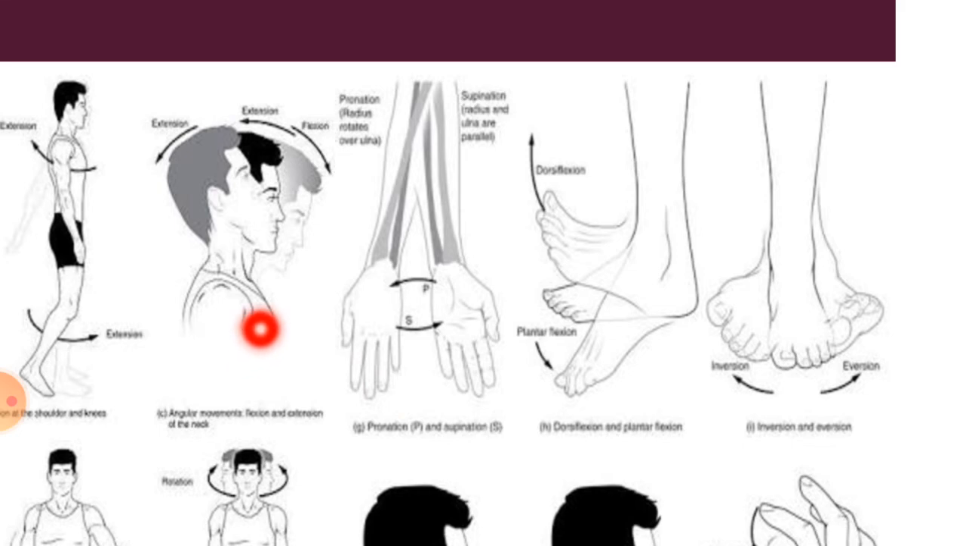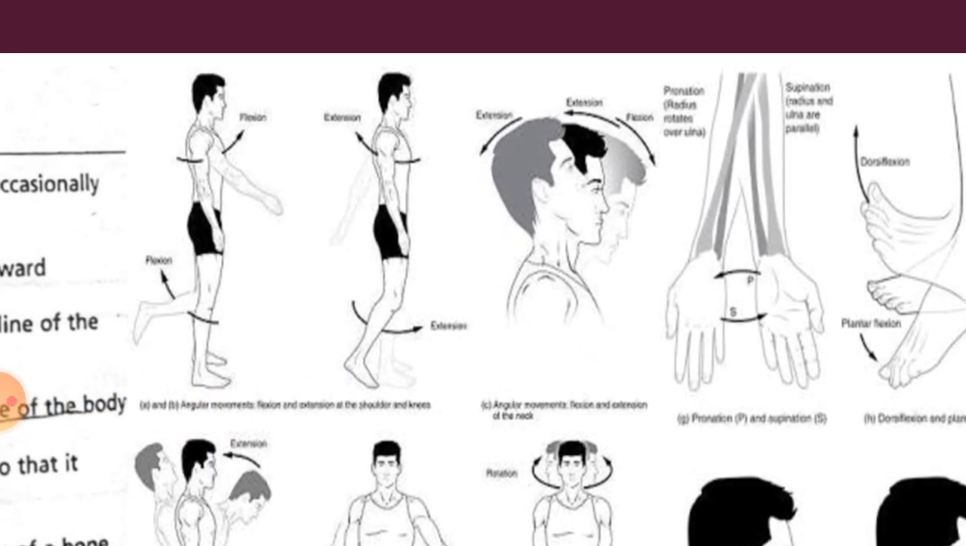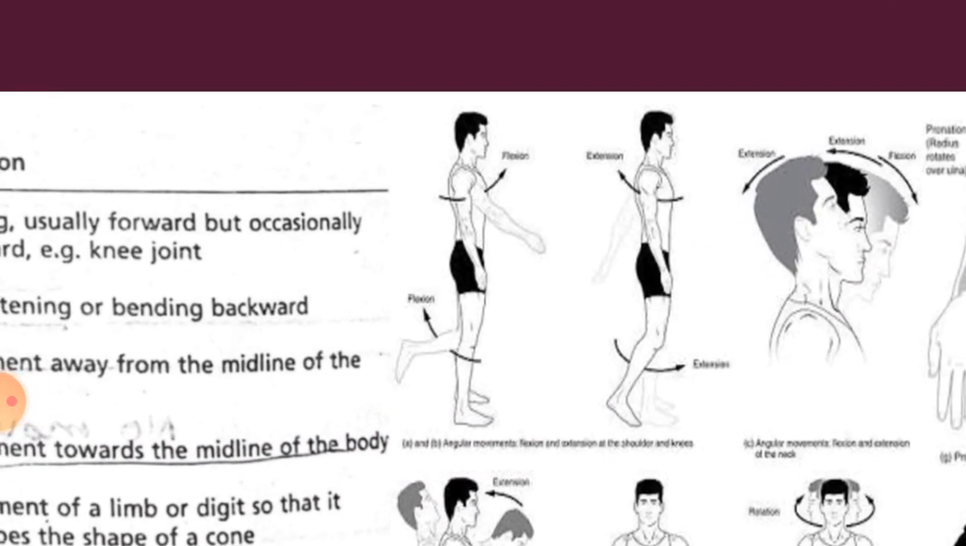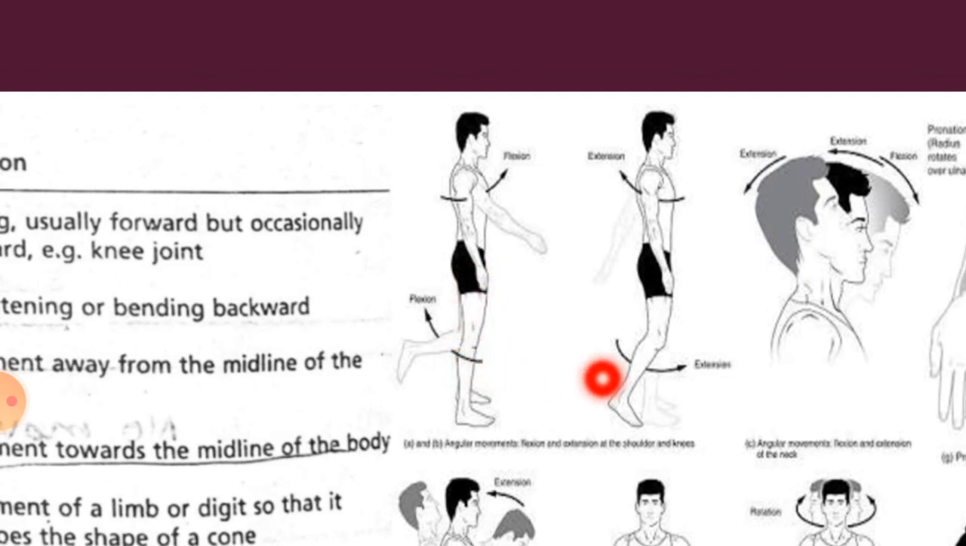This is the extension and flexion at the neck. Bending your head backwards is extension, and bending your head forward is called flexion at the neck. This is flexion and extension at the knee joint, and flexion and extension here are opposite to flexion and extension at other joints. Flexion at the knee joint will be backwards, and extension will be forward.